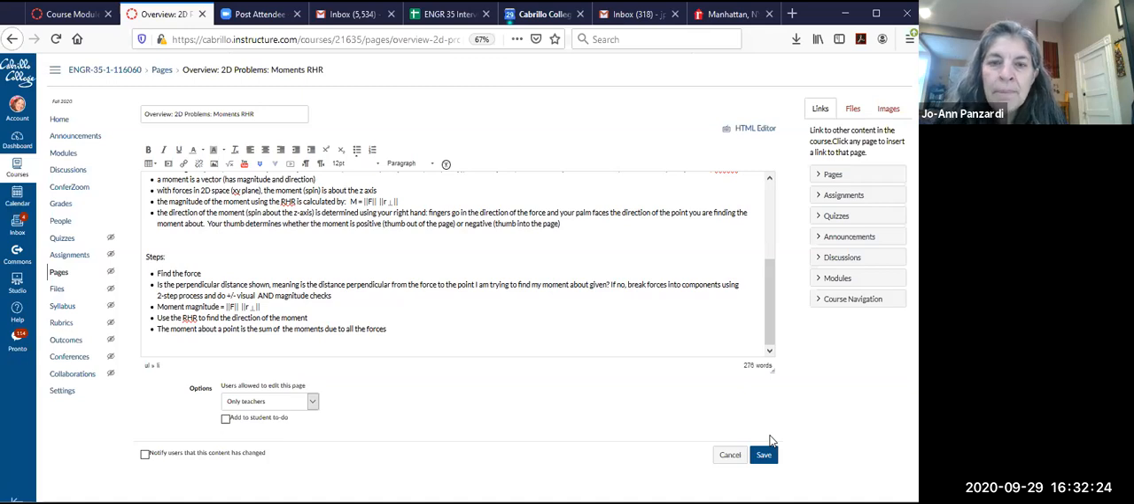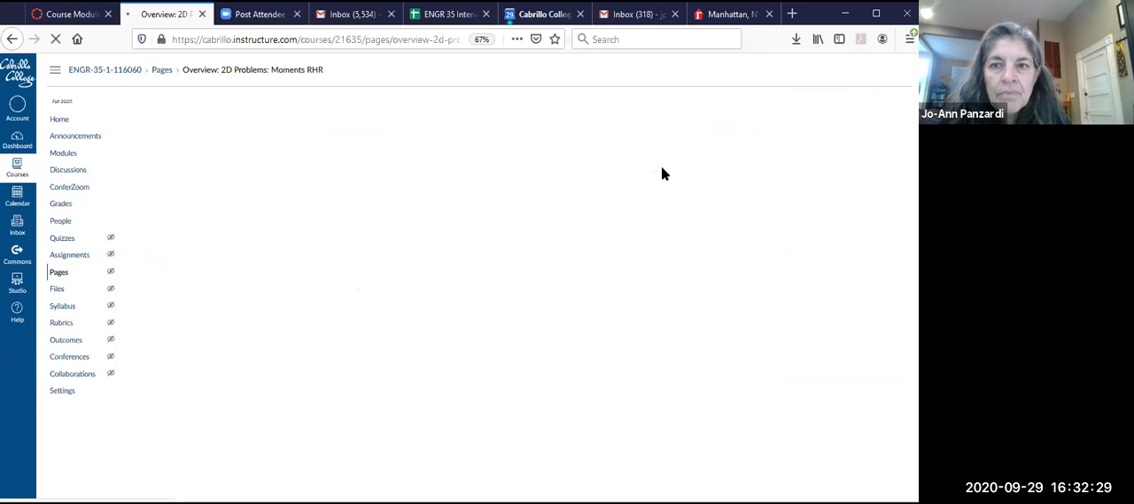I'm going to move us up and save. Okay, so everyone, if you have a two-dimensional problem and you're trying to find the moment by the right-hand rule, you look at where the force is, then you check to see if you know the perpendicular distance between that force and the point you're finding the moment about. And if you do, you just go ahead and use the right-hand rule. If you don't, you break up the force into components, X and Y, and then use the right-hand rule using those perpendicular distances. Does anybody have any questions about that?